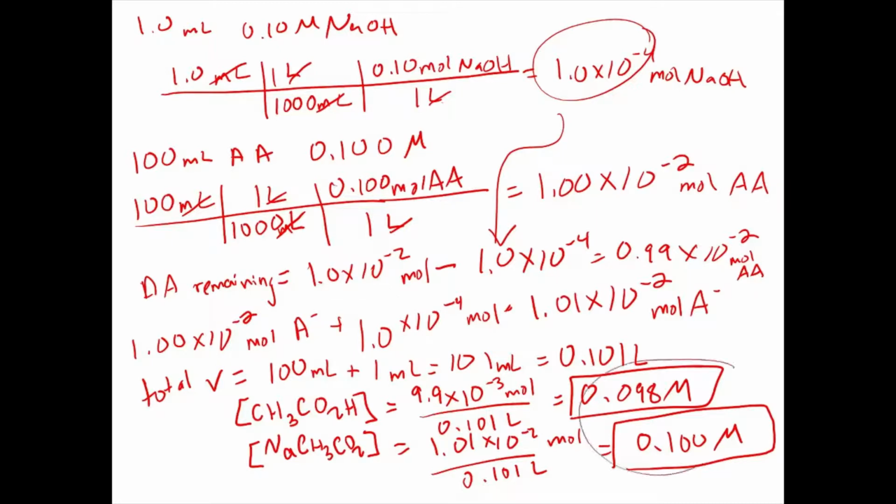So you would take these values, put them in an ICE table, like part A, and then you would get a pH equals 4.74, or 4.75. So that's a really long problem. If this were an exam, I would only give you part B. I wouldn't make you do A and B, for instance. I would only give you one of those parts.